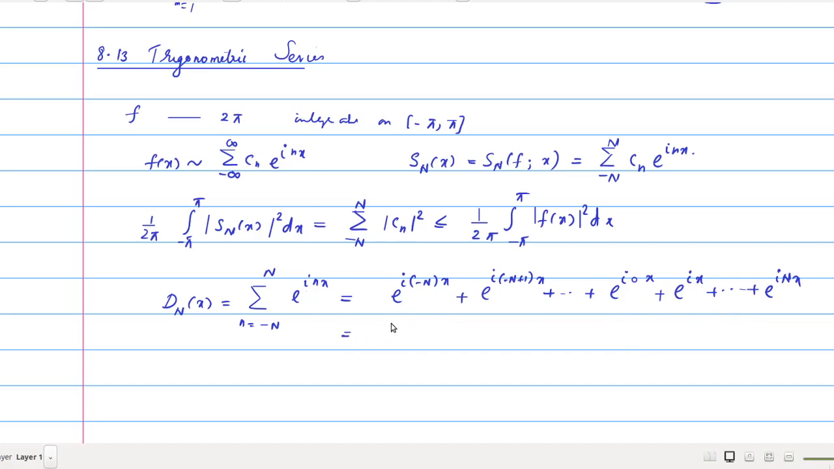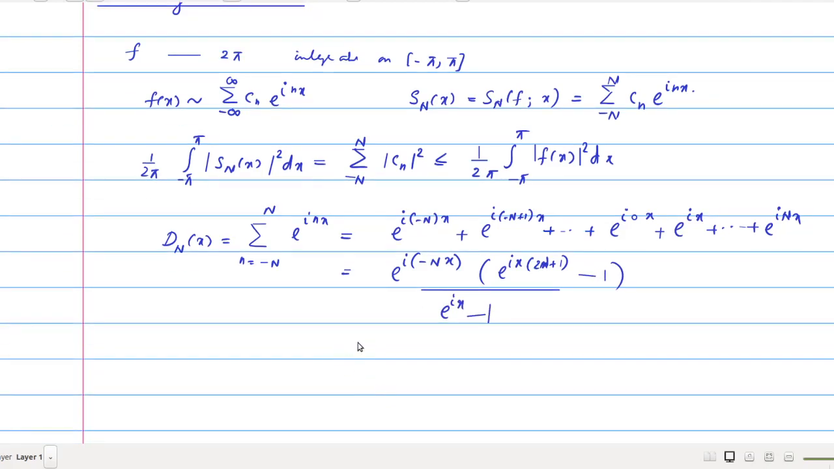Using GP, you can write this as the first term, that is e^(i(-n)x), into r raised to n. It contains 2n plus 1 terms, and r is e^(ix). So (e^(ix)) raised to 2N plus 1, where N is capital N, minus 1, divided by r minus 1, that is e^(ix) minus 1. Okay, so this is the sum, and we simplify this.